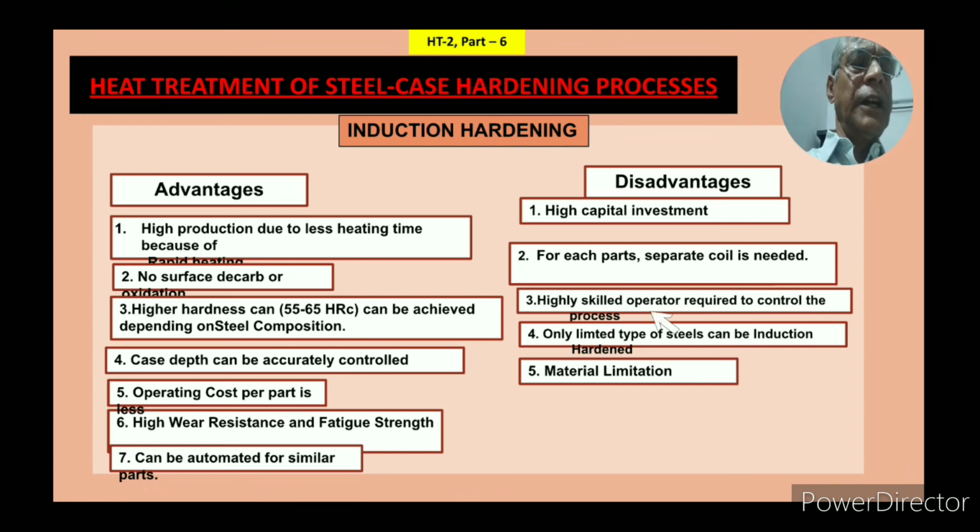Then highly skilled operators are required to control the process. Since the process parameters are very critical, you need a good skilled operator to control all those parameters. Then only a limited type of steels can be induction hardened. You cannot harden everything. And the last one is material limitation. Same thing, you can't go for a low carbon steel for induction hardening. You have to have a medium carbon steel, and then you can go for an alloy steel also. So there is a material limitation also.